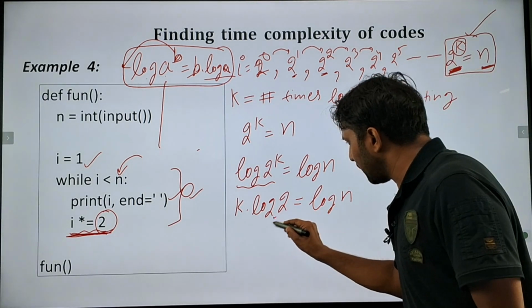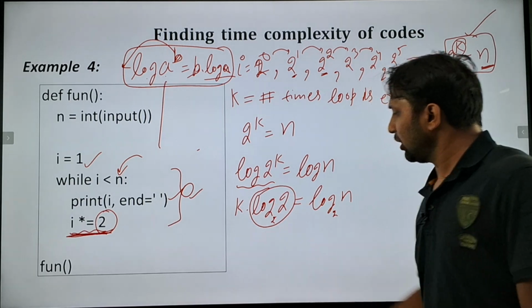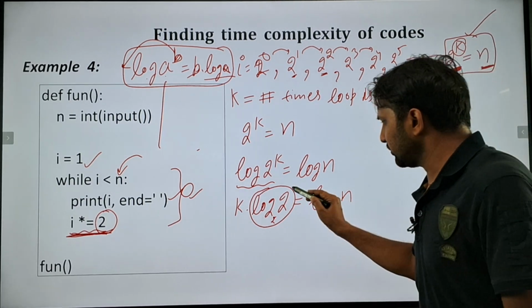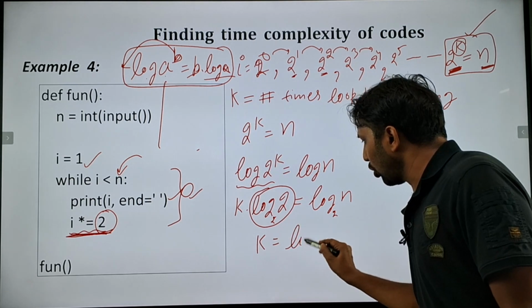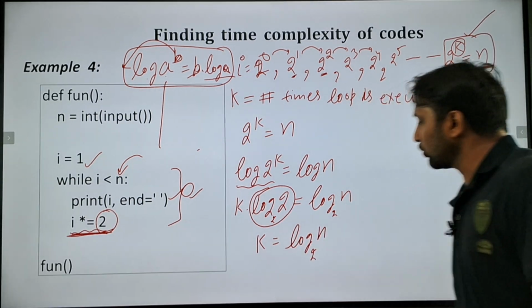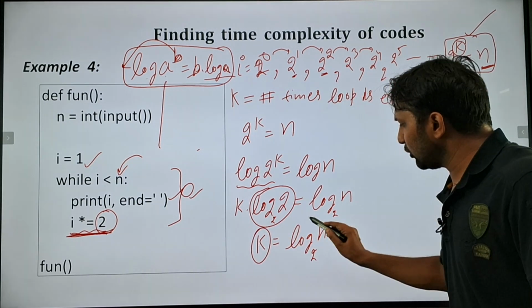I'm taking the log base 2 so that I can make this term 1. Log 2 base 2 is 1. So k into 1 is k. K is equal to log n base 2. That's it. So what is the k value? The k value is log n.